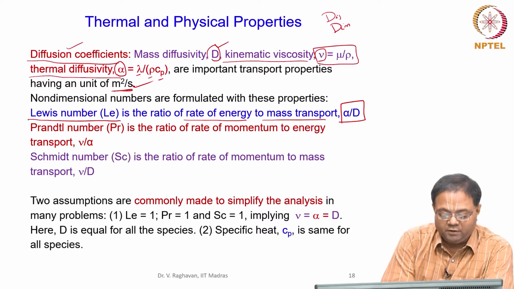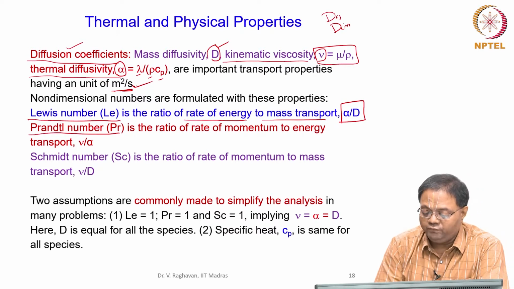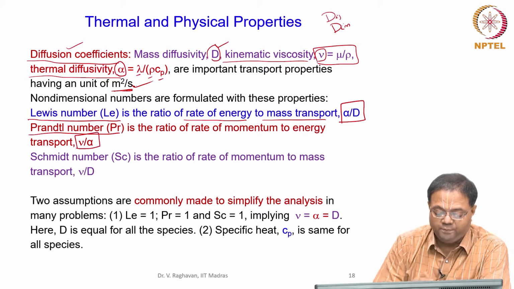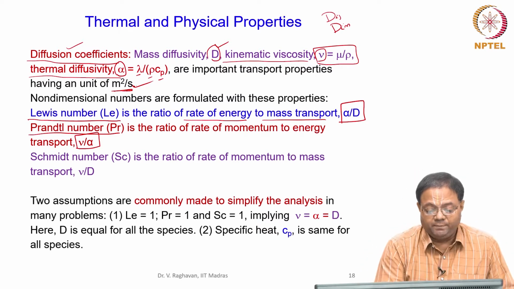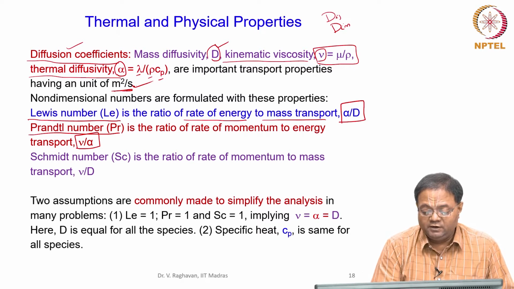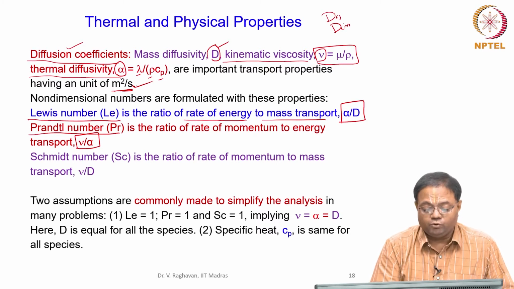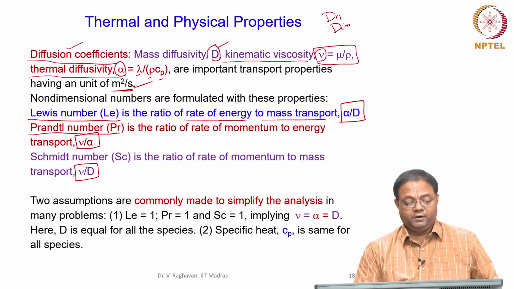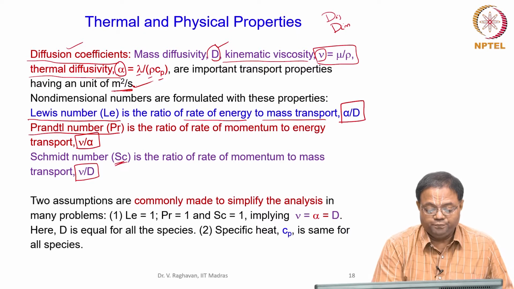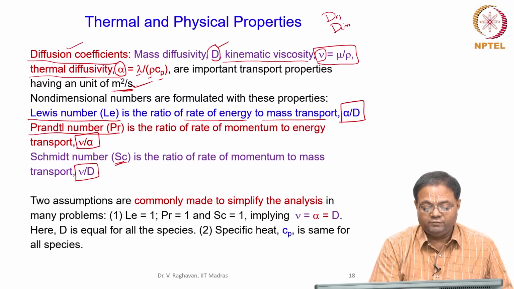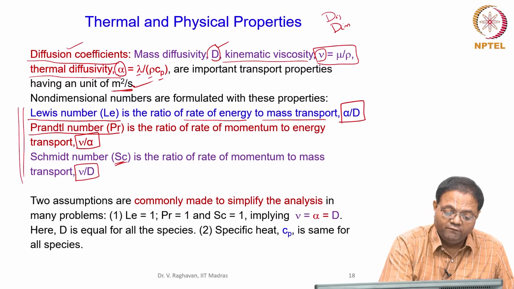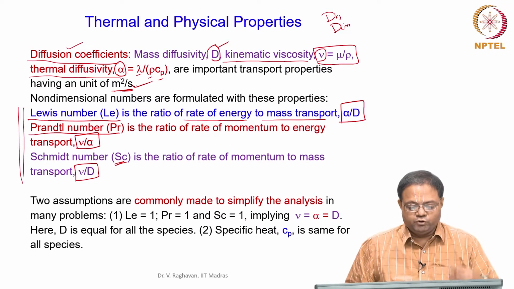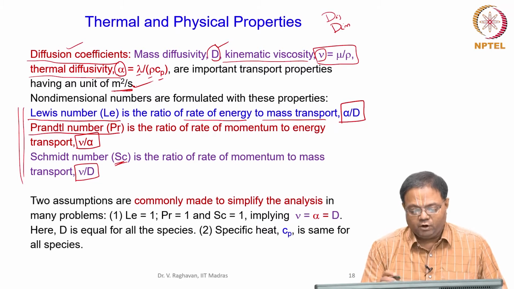Prandtl number is a familiar number, it is the ratio of the rate of momentum to energy transport, that is nu by alpha. The third number is the Schmidt number, which deals with the ratio of the rate of momentum to mass transport, that is nu by D. So, Le, Pr and Sc are the three non-dimensional numbers which deal with the ratio of any two diffusion coefficients at a time.